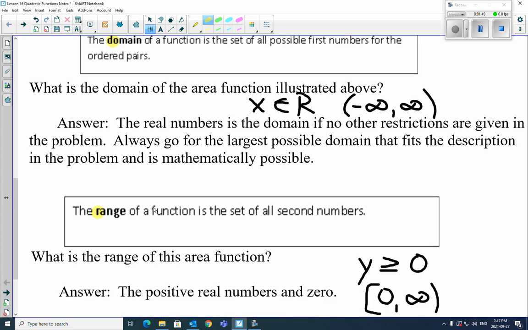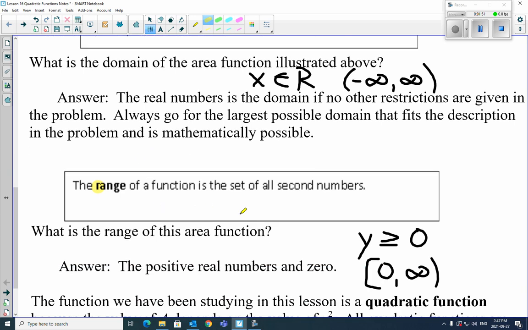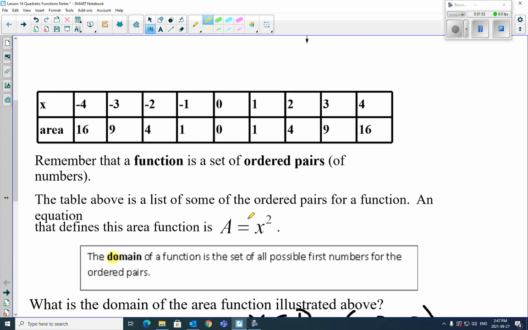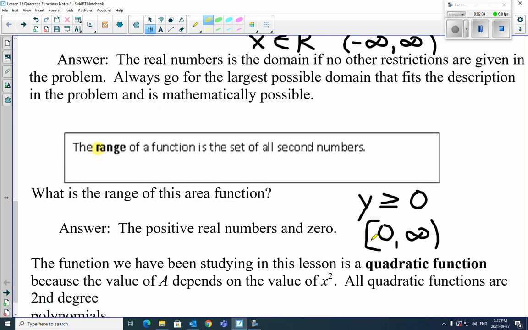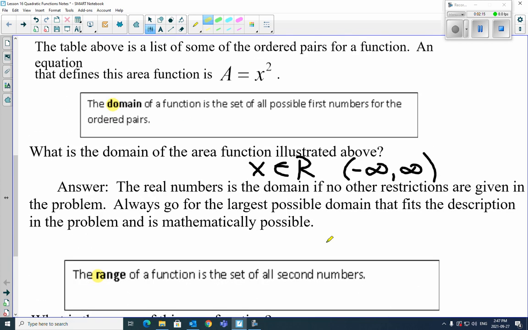Now, range is all the y values. So if you look at this, the lowest y value is 0, and then everything else is greater than that. So there's one of two ways of doing this. You could say, okay, it starts at 0 and it includes 0. That's why we have to put the square bracket on interval notation. Or you could say y is greater than or equal to 0. So it's everything larger than that. So that would be your range in this case. So domain x, range y.